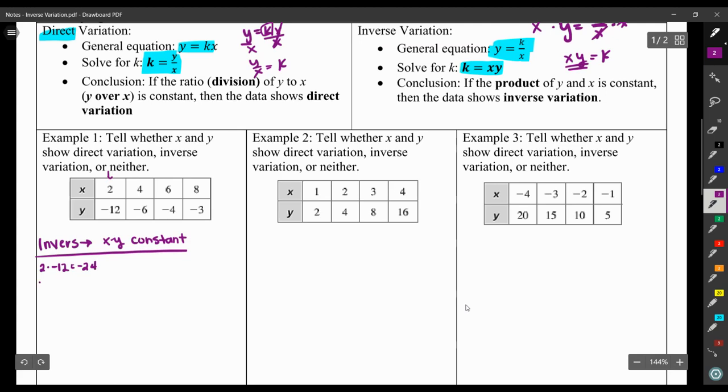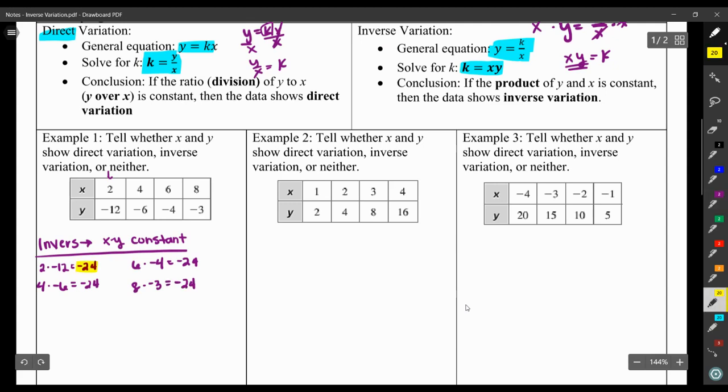Now let's try the other one. 4 times negative 6 is still negative 24. So far we have a constant number. And then let's try 6 times negative 4. Well, that's still negative 24, so we're still good. And 8 times negative 3 is still negative 24.